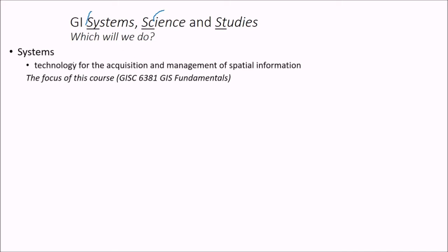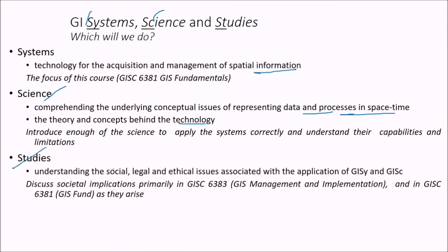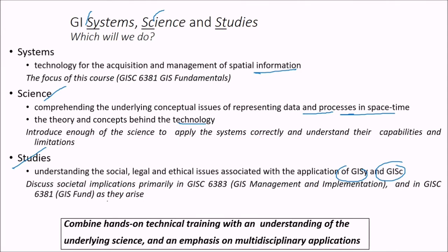In this GIS 3S, which are we interested in? This is system, as I said, this is technology for acquisition and management of spatial data, and the science, that is comprehending the underlying conceptual issues for representing the data and processes in space time, and the theory and concept behind the technology. Studies, understanding the societal, legal, and ethical issues associated with the application of GIS, science, and systems. So these all, they are bundled together, they are mingled together.